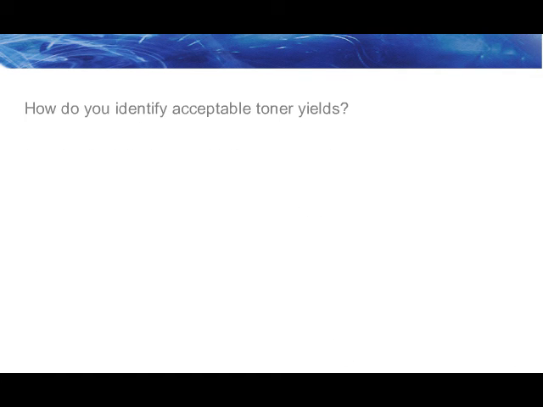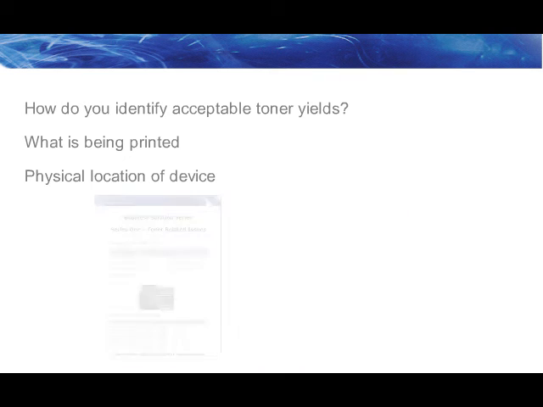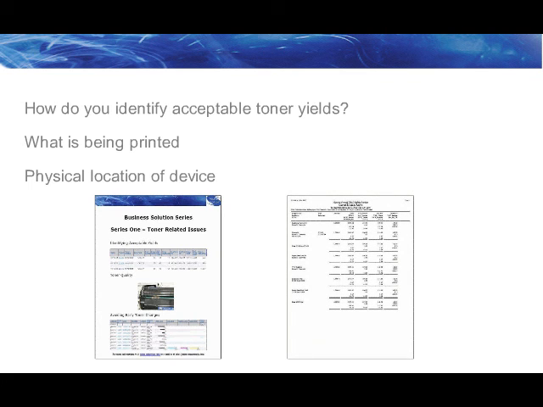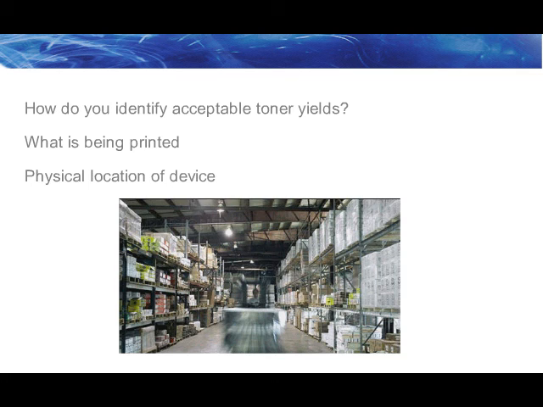We also know that the same make and model print device can yield different results based on what is being printed and the physical location of the device. For example, a device in a marketing department will probably be printing higher page saturation documents than a like device in payroll. A device in a warehouse can certainly produce less than desired results.